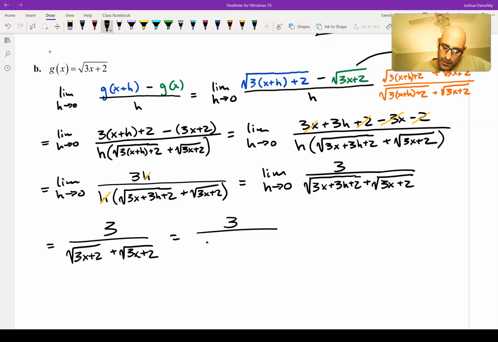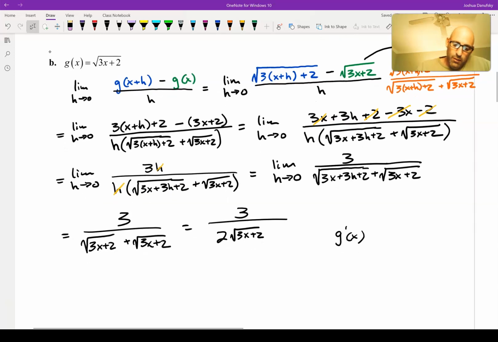And we're adding two roots with the same expression under the root, right? The same, what we call radicand. And so that's like adding a y plus a y equals 2y. So adding these is 2 square root of 3x plus 2. And there we have it. We just found g prime of x. I didn't write it way back here.